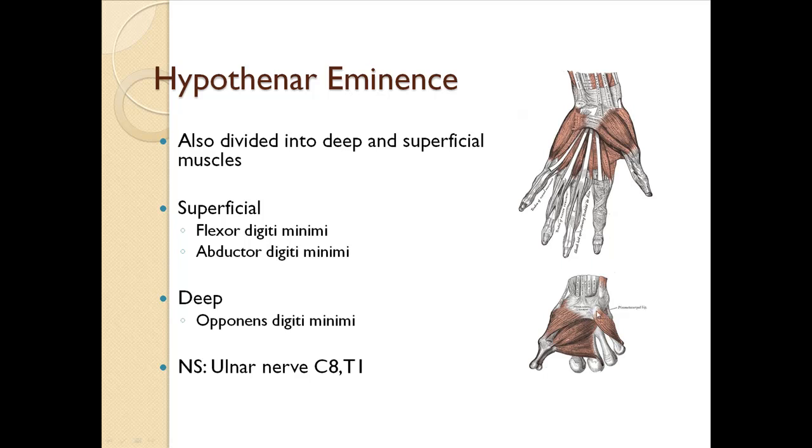We've got opponens digiti minimi, which does the same thing as opponens pollicis does. It goes from the flexor retinaculum, it wraps itself around the fifth metacarpal to produce the movement of opposition of the little finger. And this is why we can actually change the palmar aspect of our hand into a concavity, because we're able to oppose the thumb and the little finger. The nerve supply of the hypothenar eminence is the ulnar nerve C8 and T1.